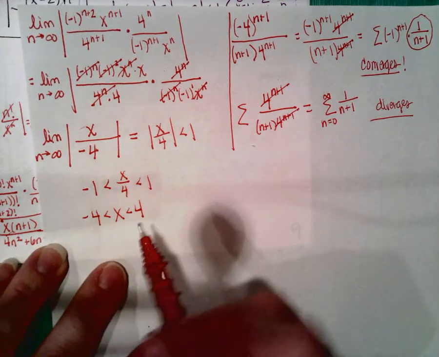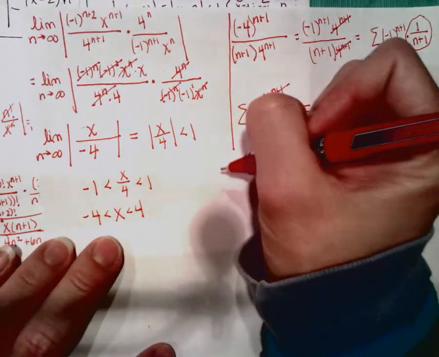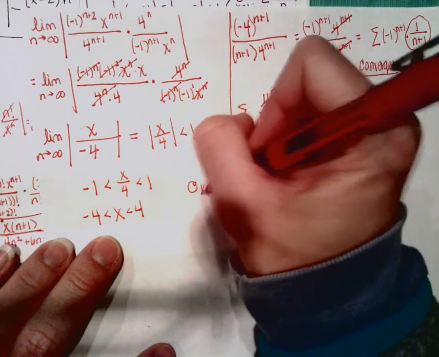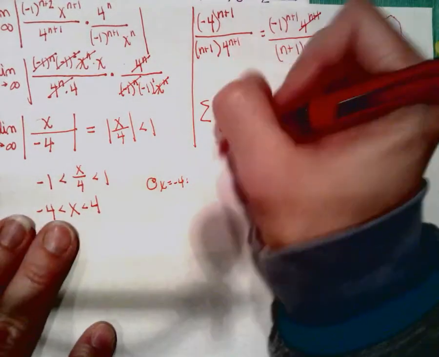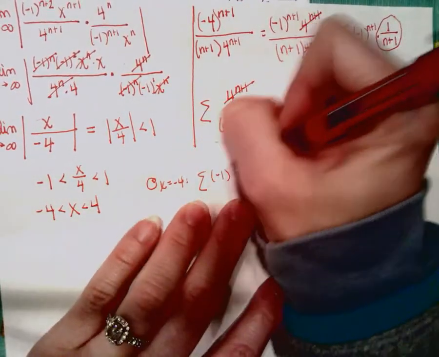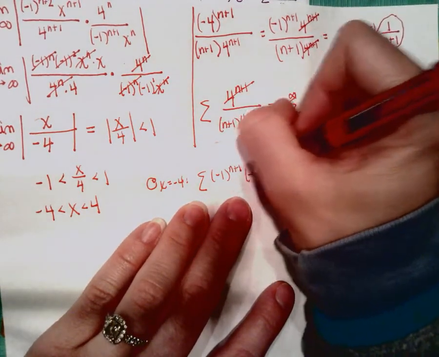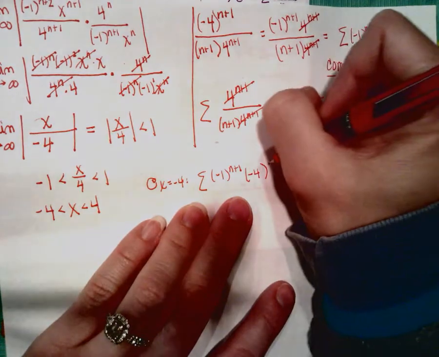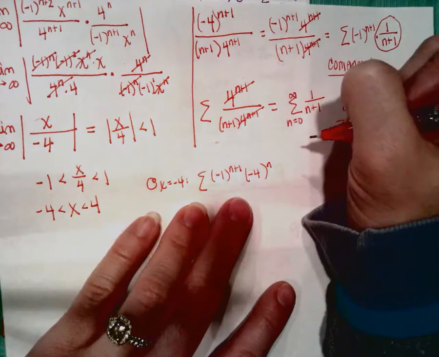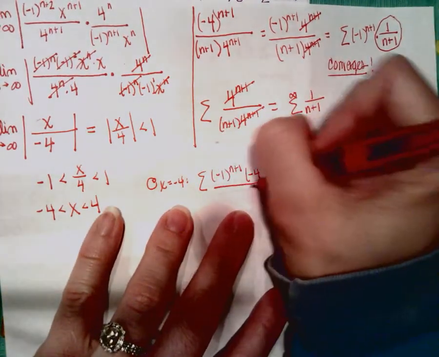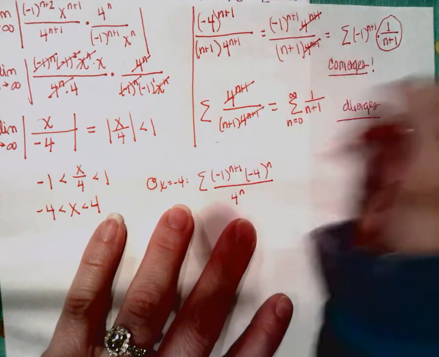So to test the -4, so at x equals -4, I would have the sum of (-1)^(n+1) times (-4)^n, or sorry, just to the n, all over 4^n.